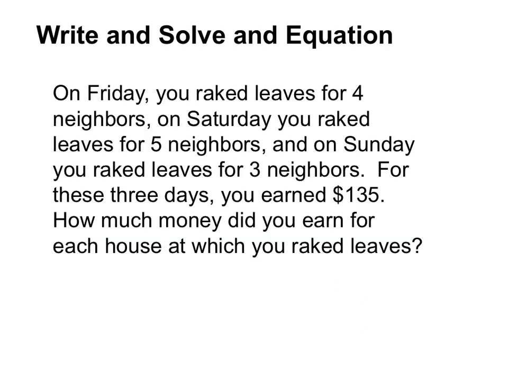All right, let's look and see what a word problem for this type of multi-step equation might look like. On Friday, you raked leaves for 4 neighbors. On Saturday, you raked leaves for 5 neighbors. And on Sunday, you raked leaves for 3 neighbors. For these 3 days, you earned $135. How much money did you earn for each house at which you raked leaves? So let's make M the unknown for the amount of money you earned at each house raking leaves.